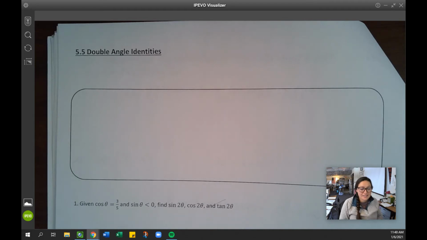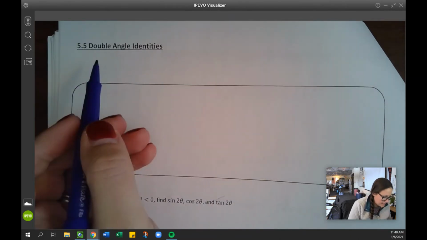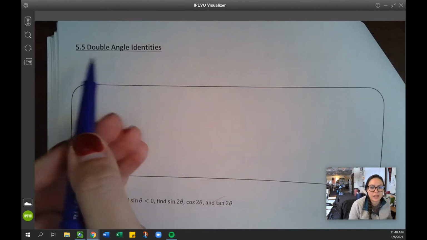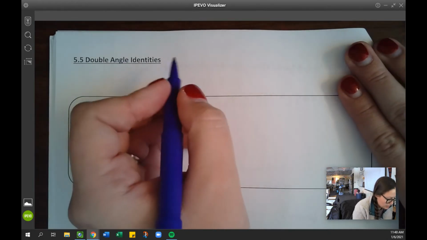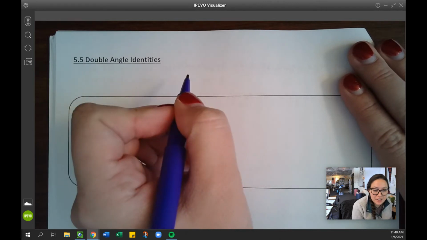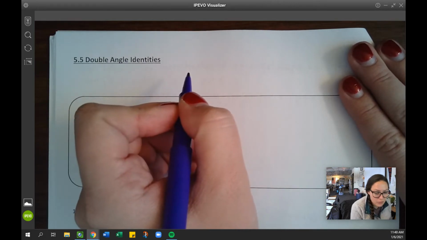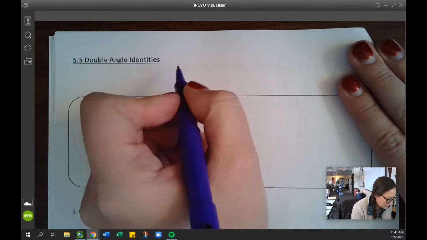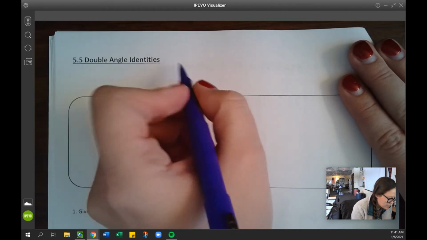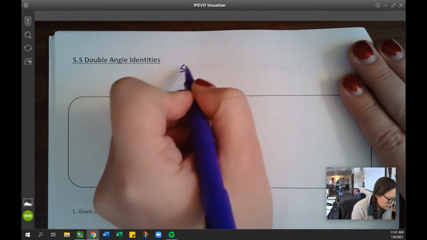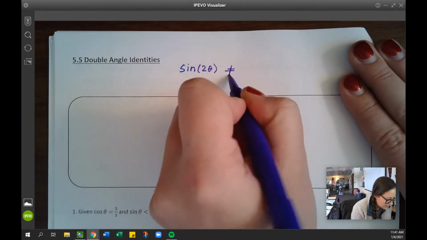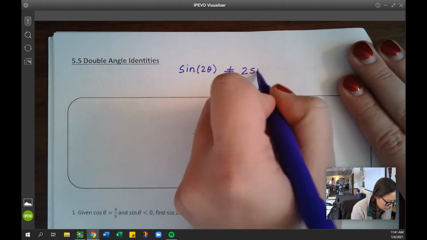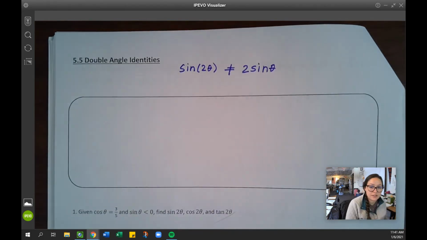All right, our last lesson of chapter 5 is lesson 5, and it's on double angle identities. So just like how sum and difference identities don't quite work out the way we want them to, double angle identities are the same. So sine of 2 theta is not 2 times sine theta.